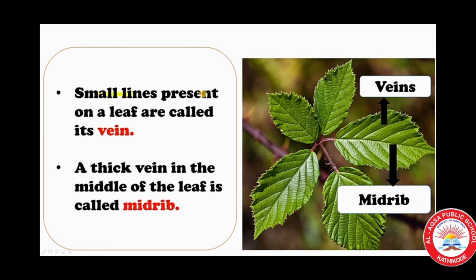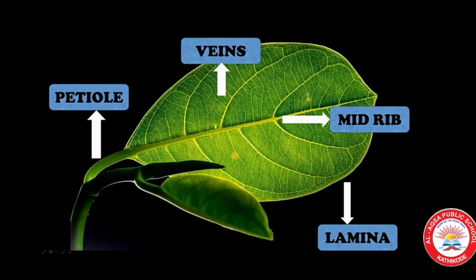The next one, we can see small lines present on the leaf. Can you see those small lines? Okay, these lines are called veins. And at the center, we can see a thick vein. Can you see that thick vein? That is called midrib. So, petiole, veins, midrib and lamina are the 4 important parts of a leaf.